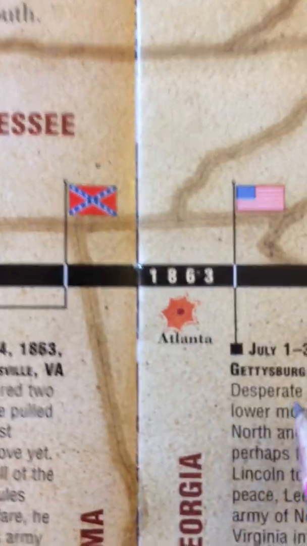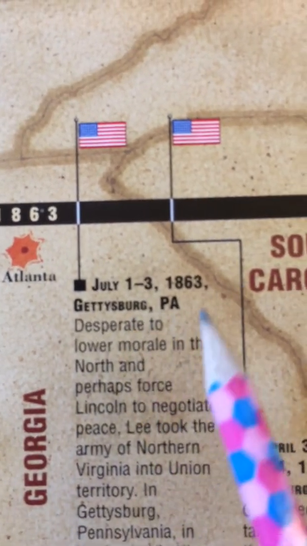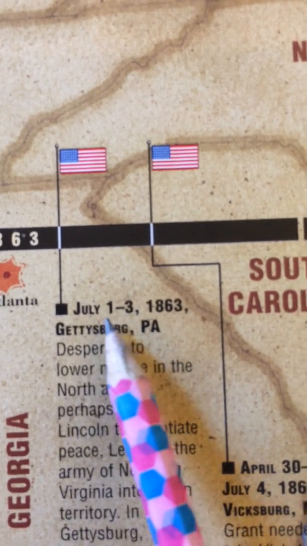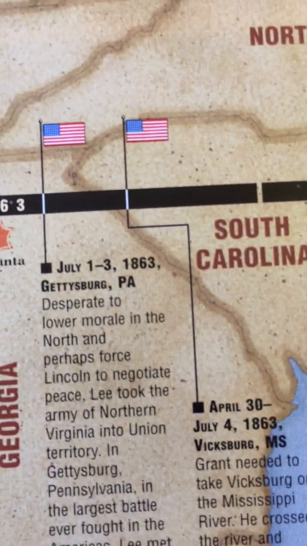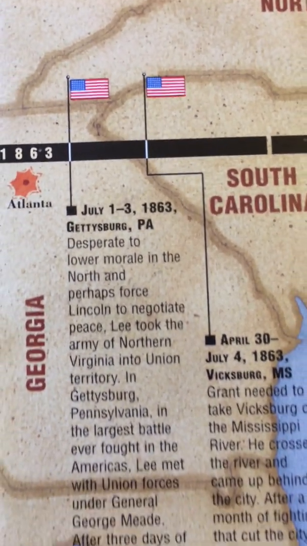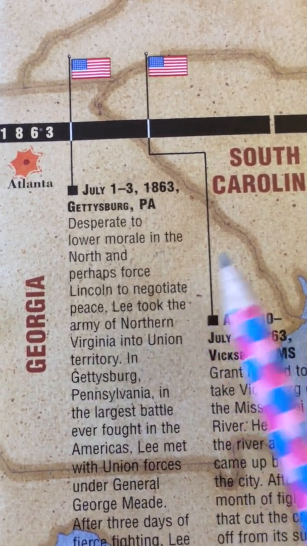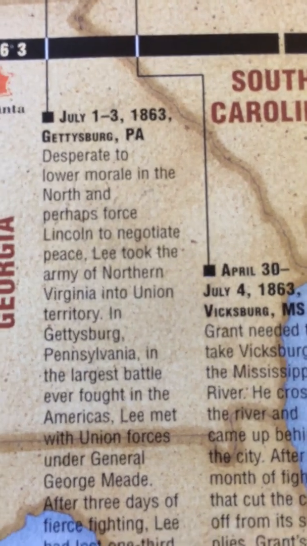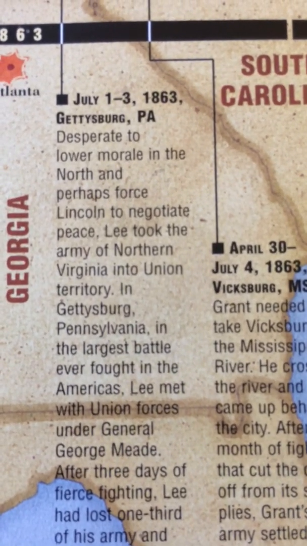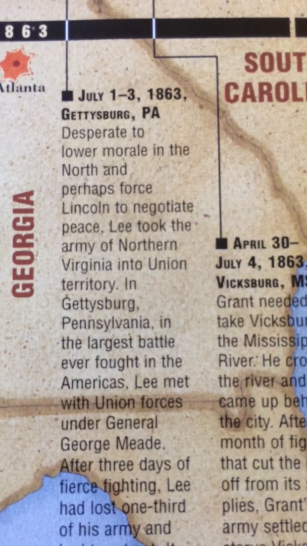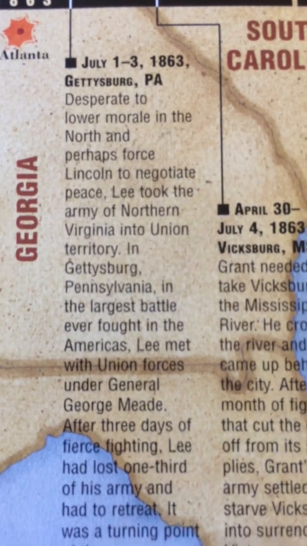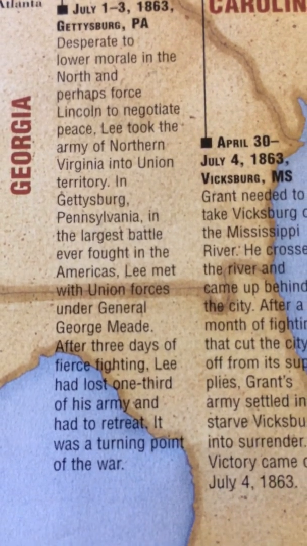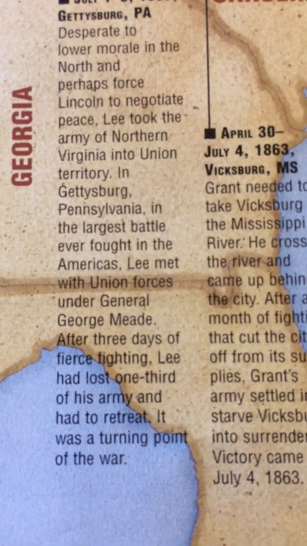Moving on, we go to Gettysburg. Now, Gettysburg, probably one of the most famous battles of all in the Civil War, July 1st through 3rd, 1863. Desperate to lower morale in the North and perhaps force Lincoln to negotiate peace, Lee took the Army of Northern Virginia into Union territory. In Gettysburg, Pennsylvania, in the largest battle ever fought in the Americas, Lee met with Union forces under General George Meade.